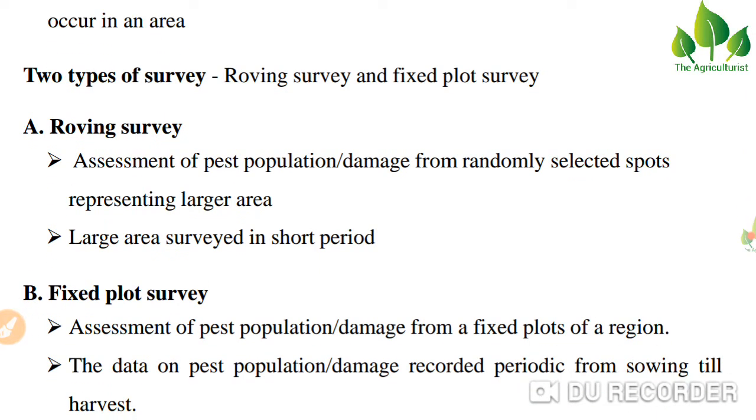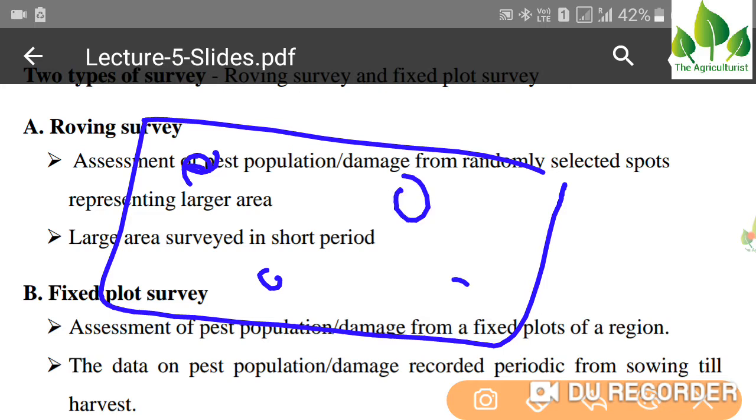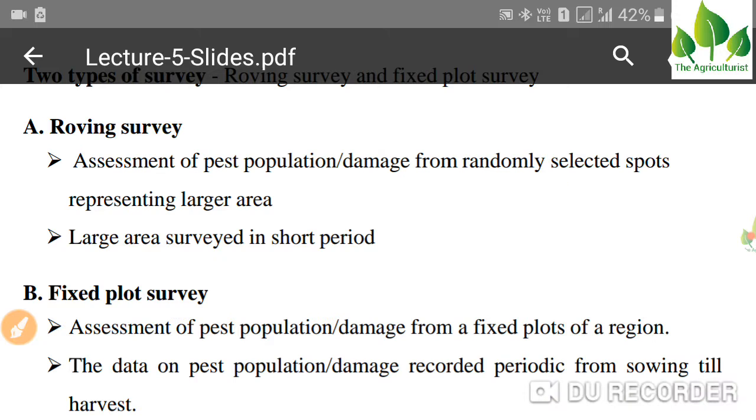In roving survey, the assessment of pest population damage is done from randomly selected spots representing a large area. A large area can be surveyed in a short period of time. This is an advantage of roving survey. Suppose you have 1 hectare of area and you choose some randomly spotted points like this, you can choose them from any place in the area, right? So this is a roving survey.